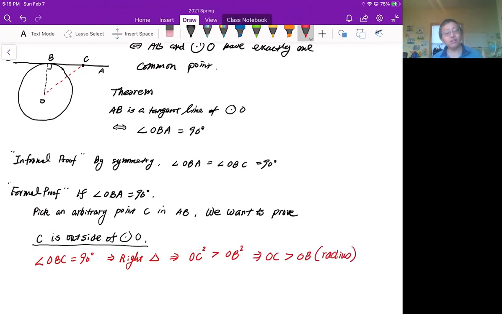So if OC is bigger than the radius of the circle, that means C is outside of the circle. So this implies that C is outside the circle of O, and then we are done. Because any other point should always be outside of the circle. And B is the only common point of the line AB and the circle, and therefore they are tangent. Okay, so that's a little bit tricky.